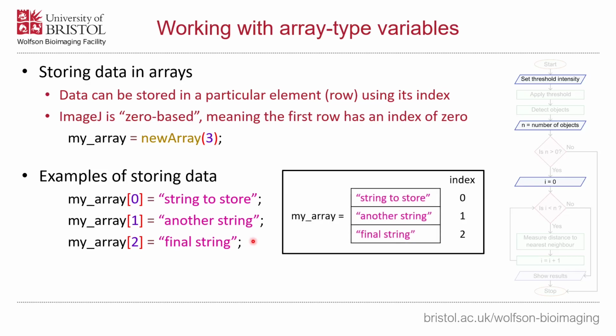That would look something like this, a schematic representation. So you've got my underscore array equals this 3-element table: string to store, another string, final string, and then I've popped the index on the right hand side there, 0, 1, and 2.